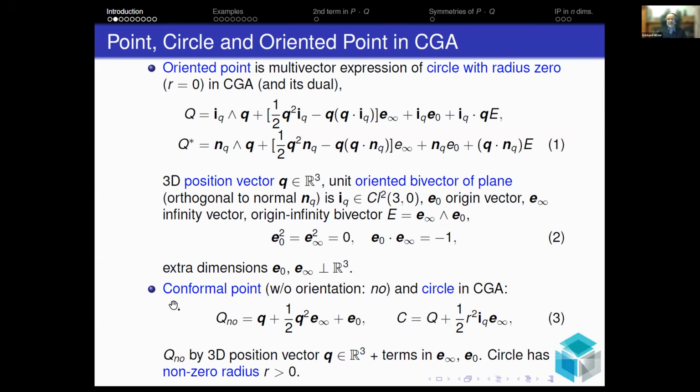Now, a traditional conformal point without orientation, therefore I write NO for no orientation, has the index NO. It just means, as you see here in equation 3 at the left side, a conformal point as you're used to, only given by the position in 3-dimensional space. Now, if you take from equation 1 the oriented point and you add this radius term, you end up with the expression for a circle. That is the right side of equation 3.